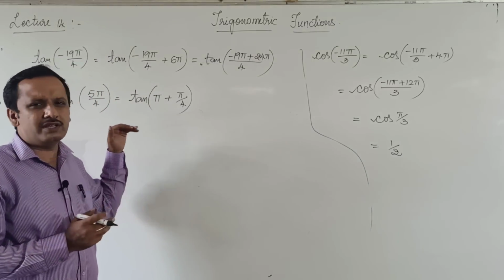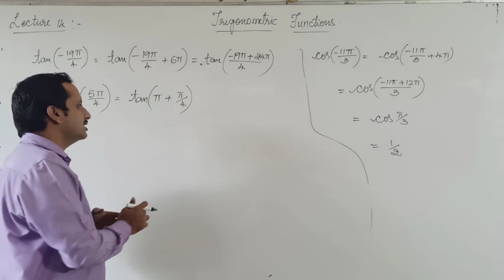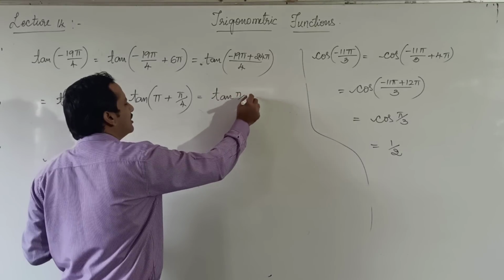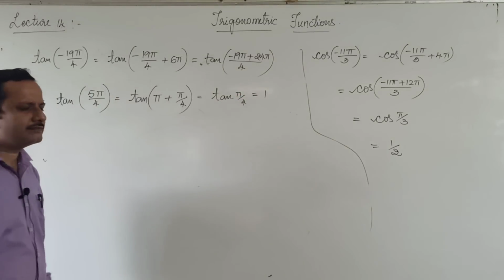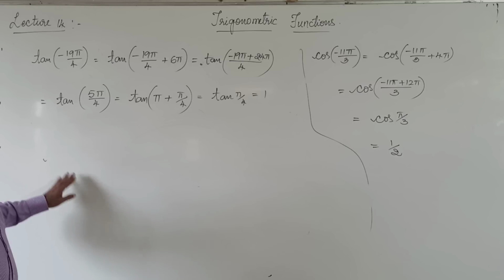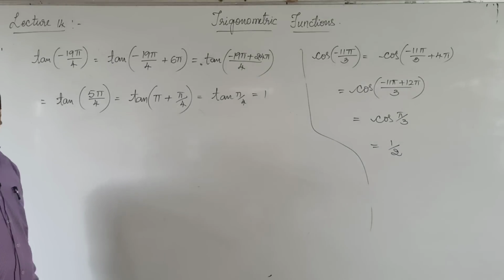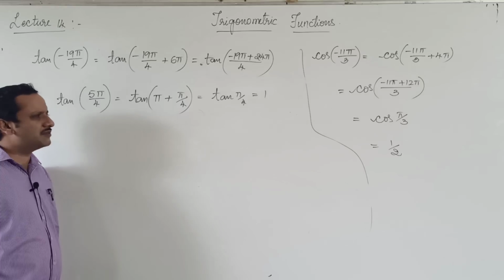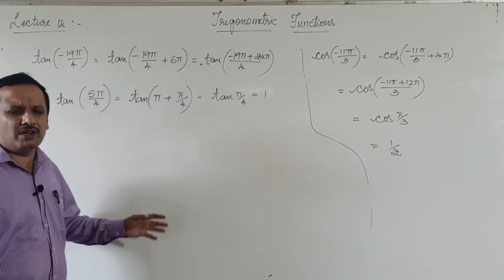Now 180 degree, we are using the horizontal line. So the same function, this is equal to tan pi by 4. That's equal to 1. Okay. This is if it is in terms of radians. Now, if it is in terms of radians, this is what we do. This is one way of solving this problem.